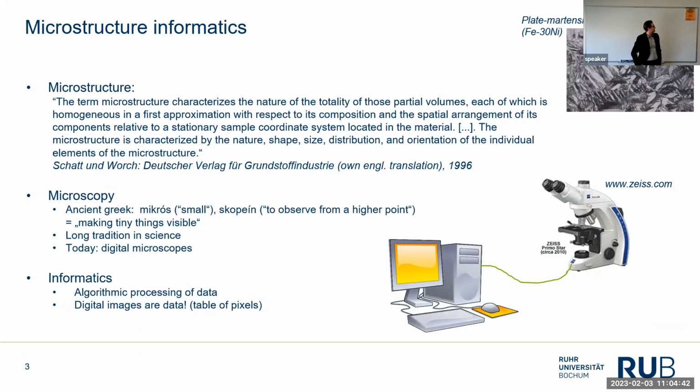So what is microstructure informatics? Probably you have not heard about this. It's kind of a very new branch of science. And there are three important factors there. Microstructure. So actually this is in German, this is a beautiful definition. I think it kind of lost its beauty in the translation. But there's one important sentence here. The microstructure is characterized by the nature, shape, size, distribution, and orientation of the individual elements of the microstructure.